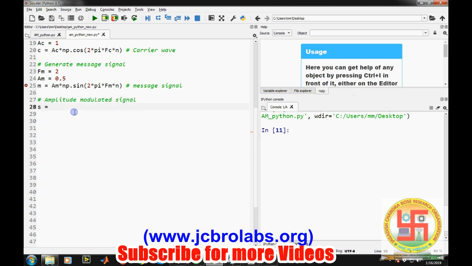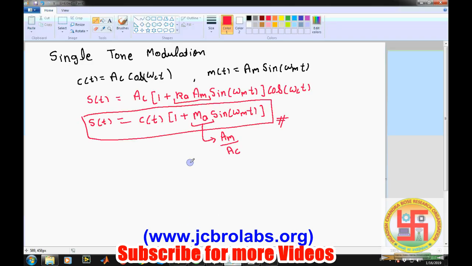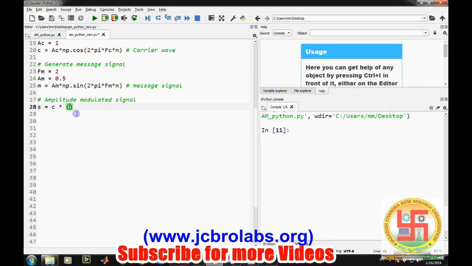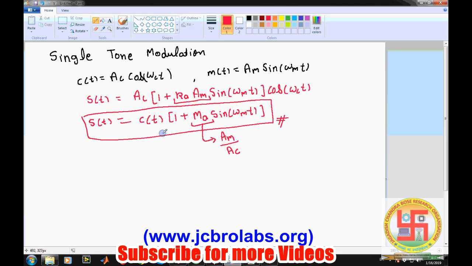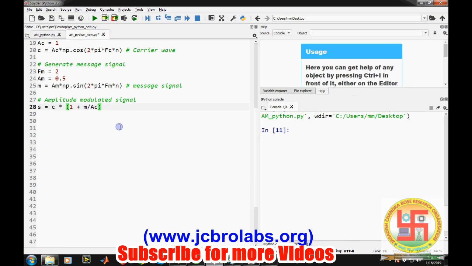Okay, so s equals c into t. Because if we go to the formula c(t)(1 + m(t)/A_c), we can write it like m(t) divided by A_c, the amplitude sensitivity. This is simple, it will be 1 plus m divided by A of c, because that was the amplitude sensitivity. That's it, I think. Yeah, that's it. c(t), m(t), yes. So this is a signal.